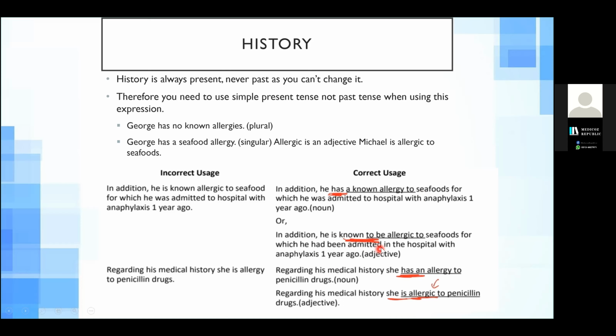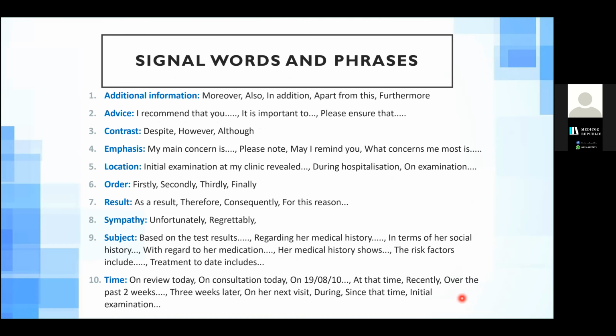"He is known to be allergic." You cannot say "he was allergic" because this is something that is present. You cannot change it. "Regarding his medical history, he has an allergy," or you can say "he is allergic to penicillin," but you cannot say "he had an allergy to penicillin" because he is having it right now. If you give him penicillin again, he is going to have an allergic reaction. I hope that this is clear, because this is a very common mistake that I noticed in the letters that we received.